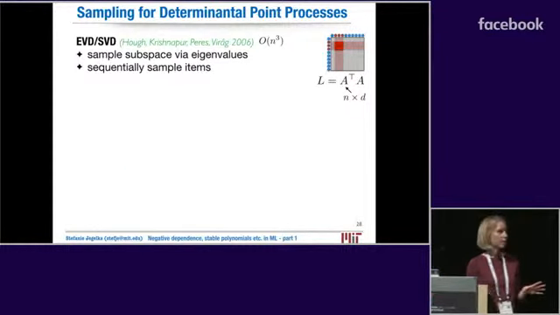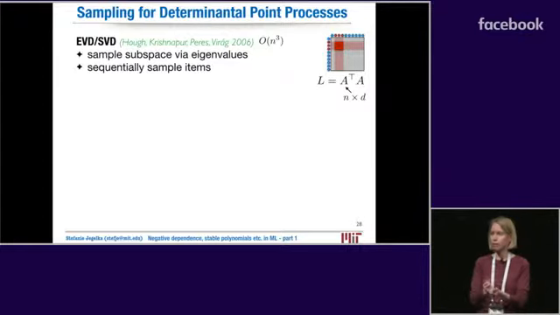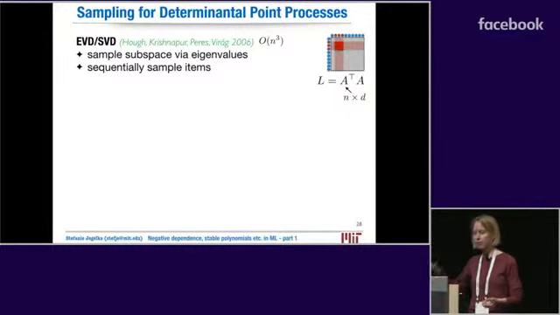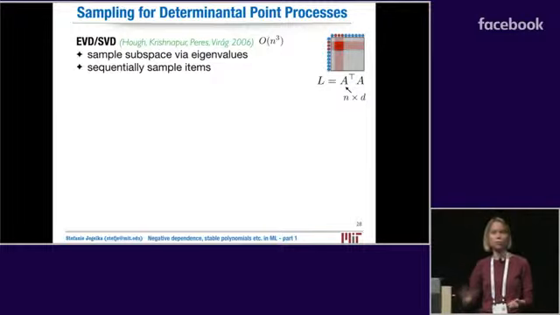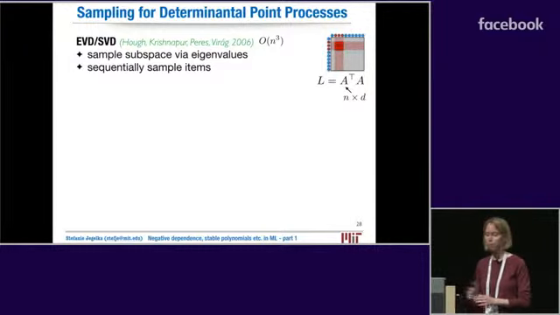For some of the instances, there are specific samplers that work for this type of subfamily of strongly Rayleigh measures, and one is determinantal point processes. There's a very beautiful result saying that you can use the eigenvalues and eigenvectors of your similarity matrix to do sampling with a determinantal point process. The sampling works in two steps. First, you sample eigenvalues and essentially a subspace, and then you select points according to the subspace that you selected.